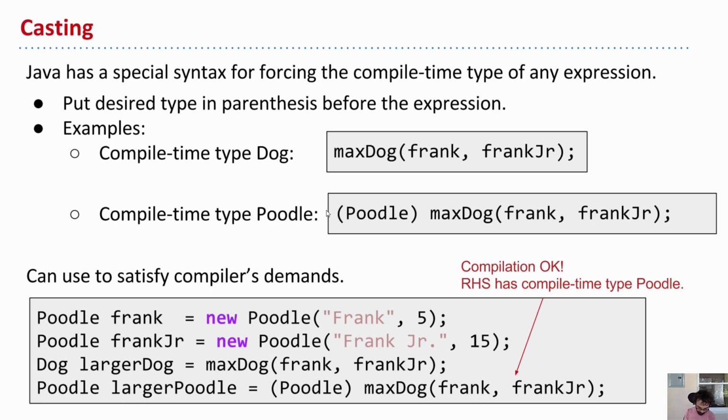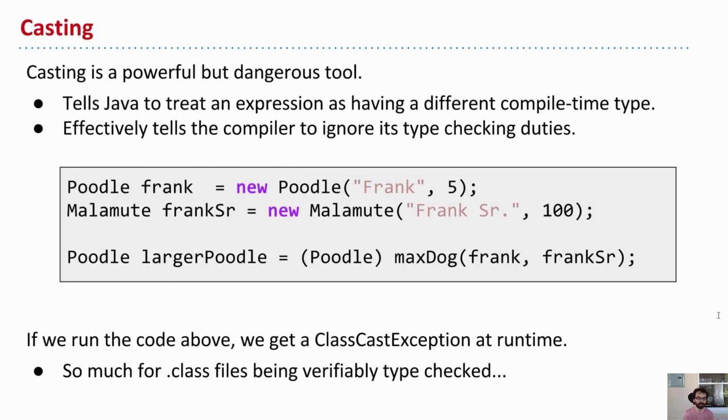And we can use this if the compiler is bothering us. If we know what we're doing, we say, compiler, look, trust me, it's a poodle, right? So this now works. You can think of it as treating this whole max call expression as having compile time type Poodle, and so it's totally fine to put a poodle in a poodle box. Now let's look at how we can run into a little bit of trouble if we're using casting. It's a great tool.